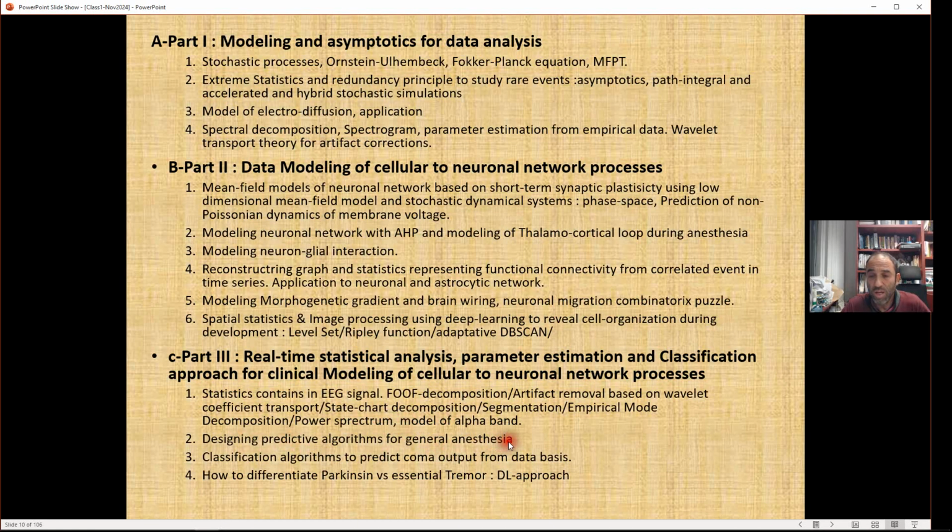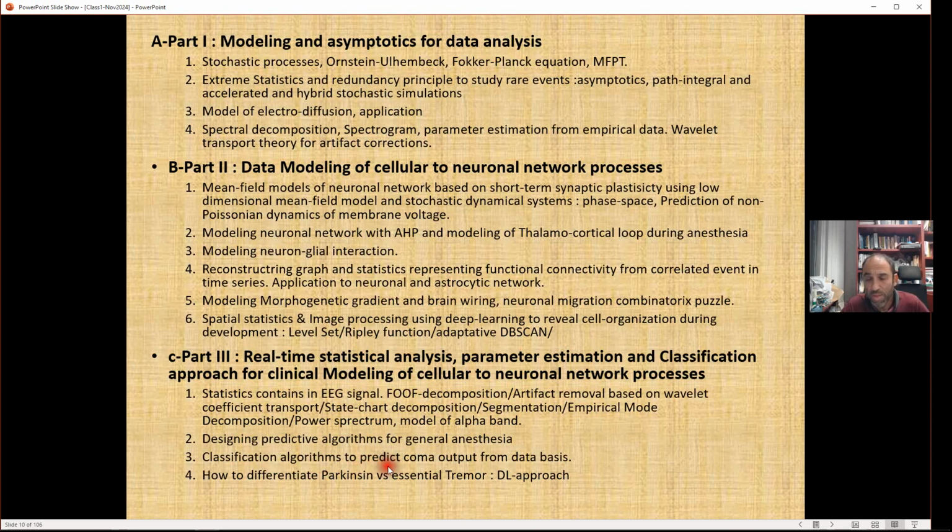Designing a predictive algorithm for general anesthesia. So how do you design, in general, a real-time algorithm? This could be for anesthesia, for sleep, or for any action you would like to detect, which is probably an important aspect for future applications when new electrodes will be positioned in airports. So we will be able to monitor the brain and act on the brain using this new type of information, this new signal. So I'll discuss this.